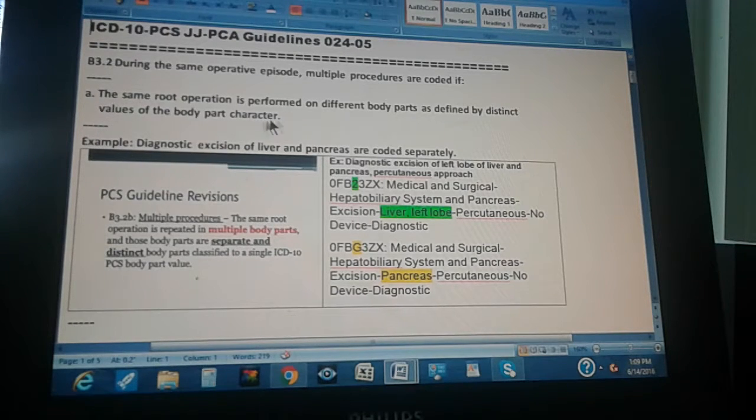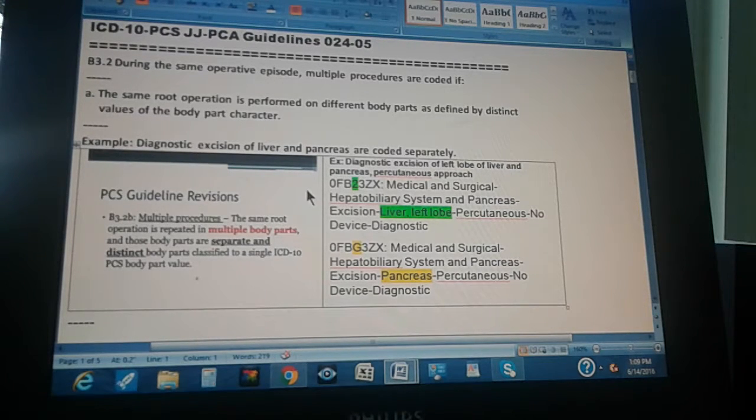If the body part character, the one that represents the body part, which character is that? Number 4, I think, right? Yes. If the number 4 character is different, it means that you need 2 codes. And the example, for instance, is diagnostic excision of liver and pancreas. The liver and the pancreas are 2 separate body parts, so they are coded separately.